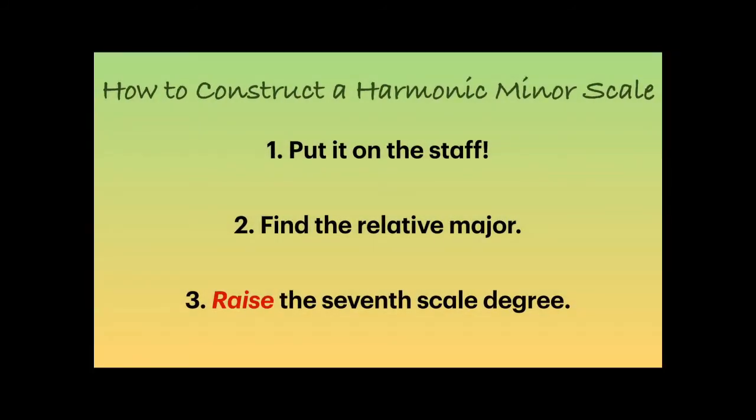So to review, if we're constructing a harmonic minor scale, we start by putting it on the staff. Step 2, find the relative major and put in your key signature of that key. Step 3, raise the 7th scale degree. Don't sharp it. If it's flat, it goes up to natural. If it's natural, it goes up to sharp. And if it's sharp, it goes up to a double sharp. This is everything you need to know about constructing harmonic minor scales.